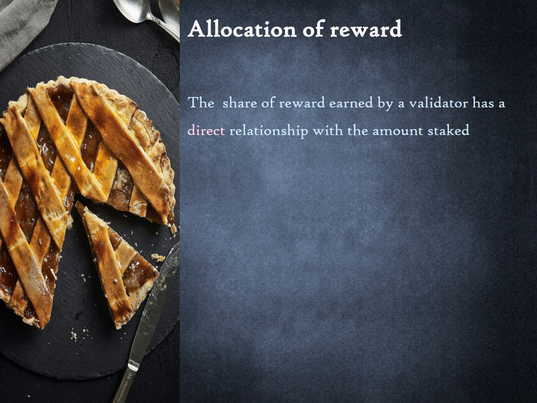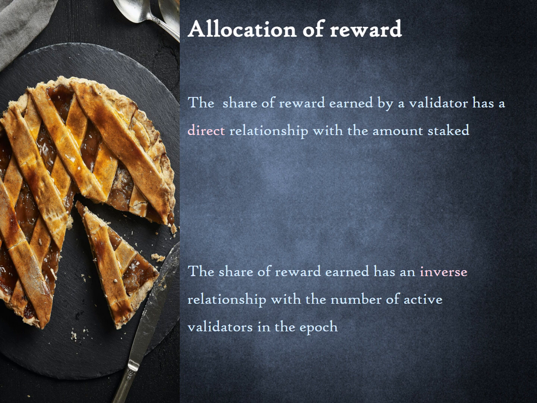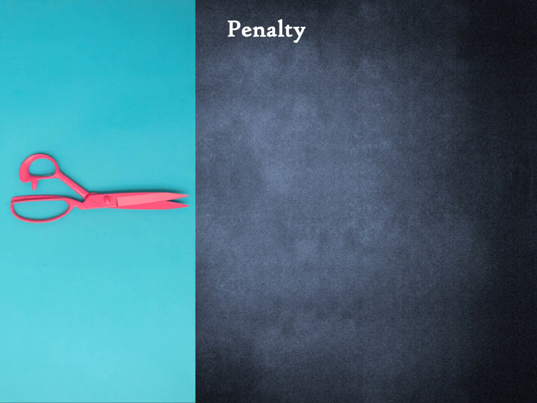Second, the share of reward earned has an inverse relationship with the number of active validators in the epoch. The larger the number of active validators in an epoch, the lower the reward an individual receives. The proof-of-stake model also has penalties associated with it. The penalties relate to 2 circumstances.